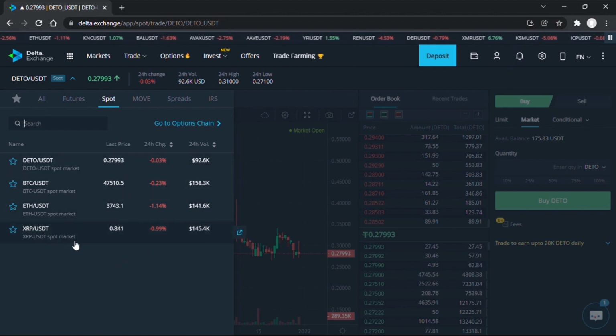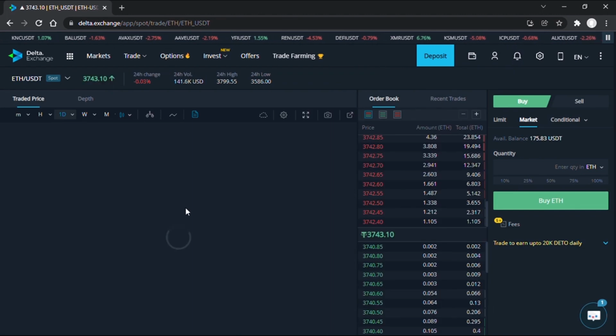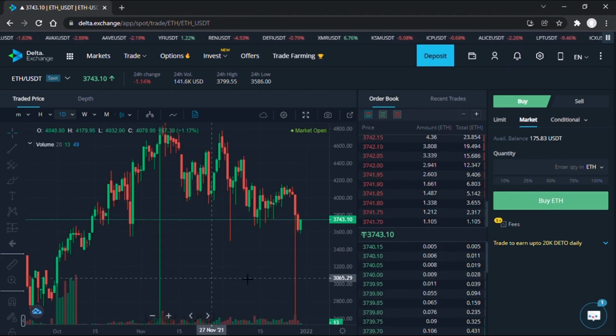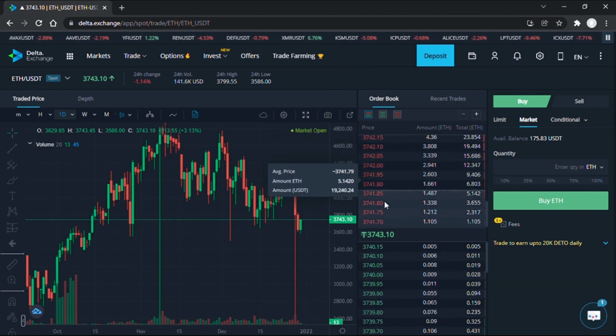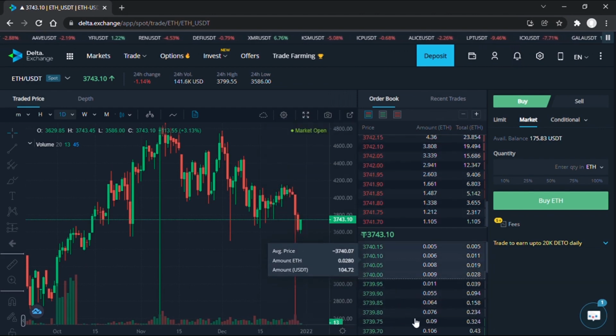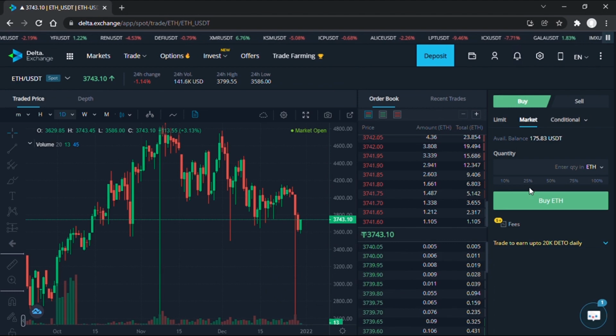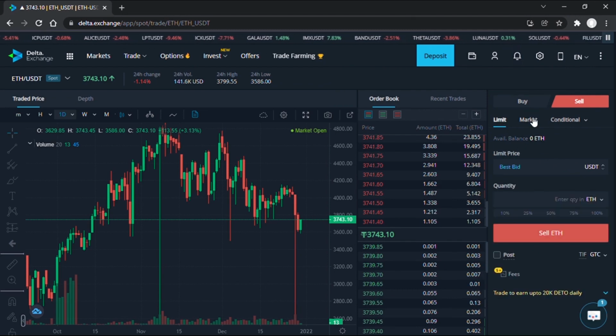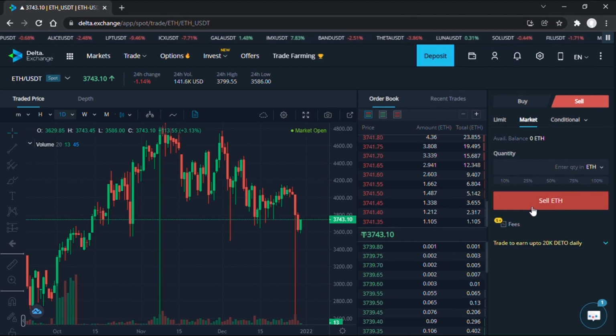You can select, for example, if you want to trade ETH, that is Ethereum, then you can just click here, and this will be the interface. And here is the chart, and here is the order book. This is the sellers, and these are the buyers, and here's the buy sell panel. If you're buying, then you can just select limit or market order. Then you have to enter the quantity that you're willing to buy and just click the buy option. If you're willing to sell, then you have to click sell, and you have to choose limit or market order. Then you have to enter the quantity and sell.